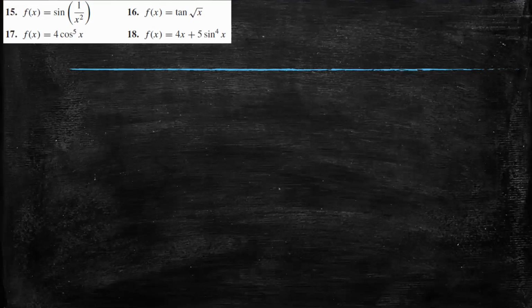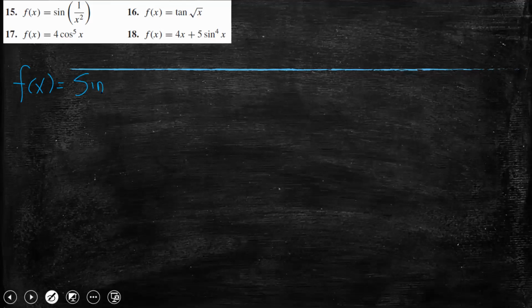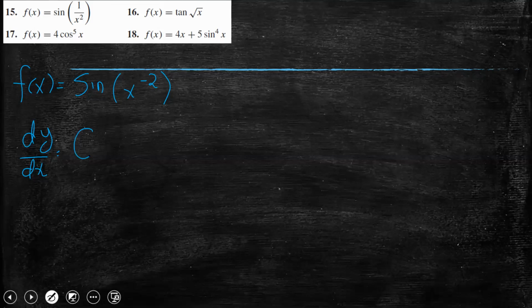Now here, number 15. Number 15 now. Sine of 1 over x squared, or we can write it as x raised to the power negative 2. I want to find dy over dx, or f prime of x. Here, as we said, it is the derivative of the outside times the derivative of the inside. What is the outside function first? It is sine. What's the derivative of sine? Cosine. It will be cosine x raised to the power negative 2.